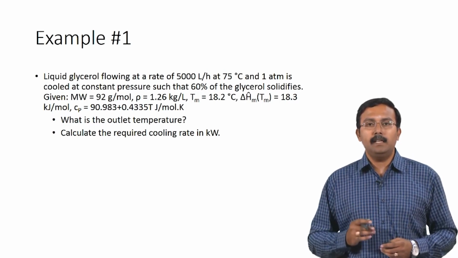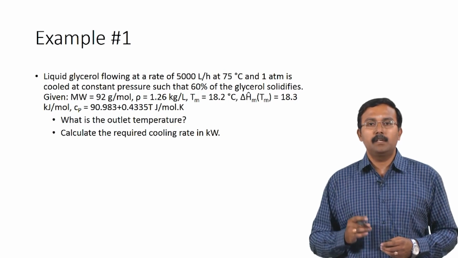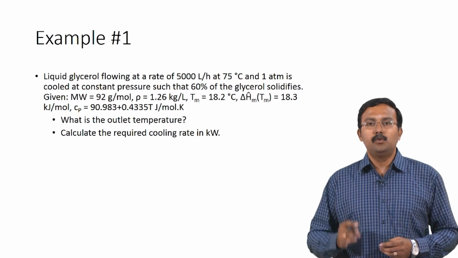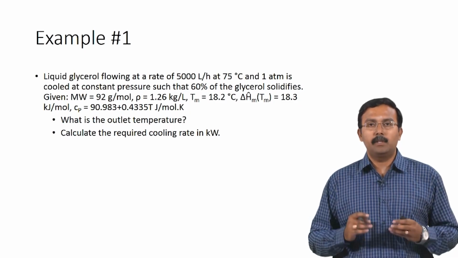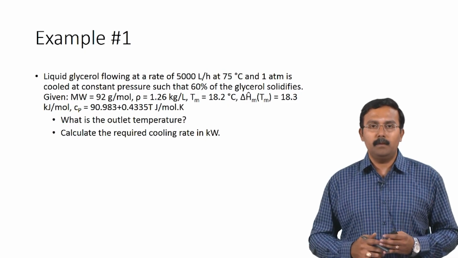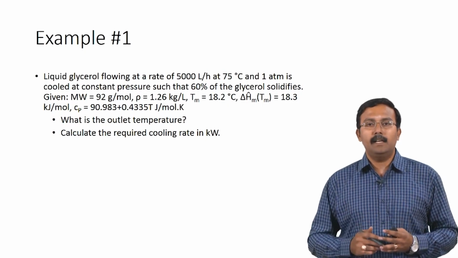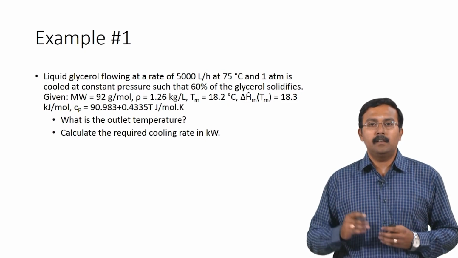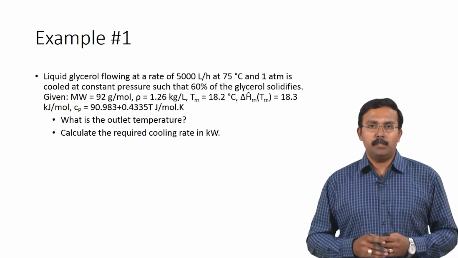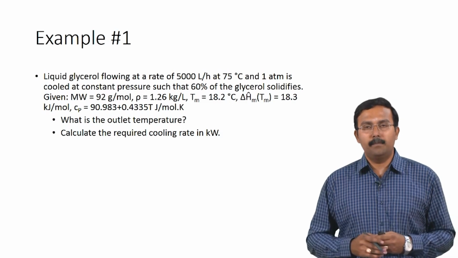You are given that molecular weight of glycerol is 92 grams per mole, density is 1.26 kilograms per liter, the melting point is 18.2 degrees Celsius, and the latent heat of fusion is 18.3 kilojoules per mole, and Cp for glycerol is 90.983 plus 0.4335 times T joules per mole Kelvin. So with all this information, you have been asked to first identify what the outlet temperature would be and then identify the rate of cooling which is required in terms of kilowatts. For the first part, what would be the outlet temperature?